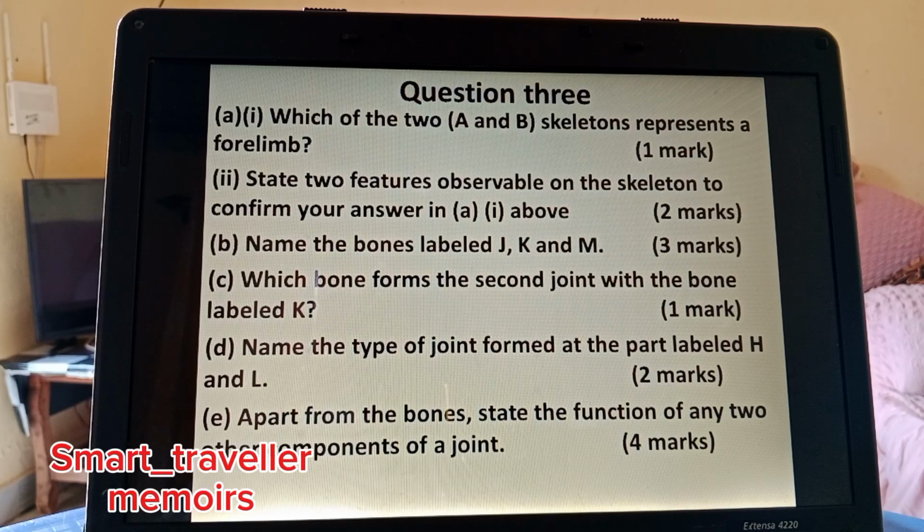Name the bones labeled J, K, and M. Which bone forms the second joint with the bone labeled K? Name the type of joint formed at the part labeled H and L. Apart from the bones, state the function of any 2 other components of the joint. Those are the questions for question 3.